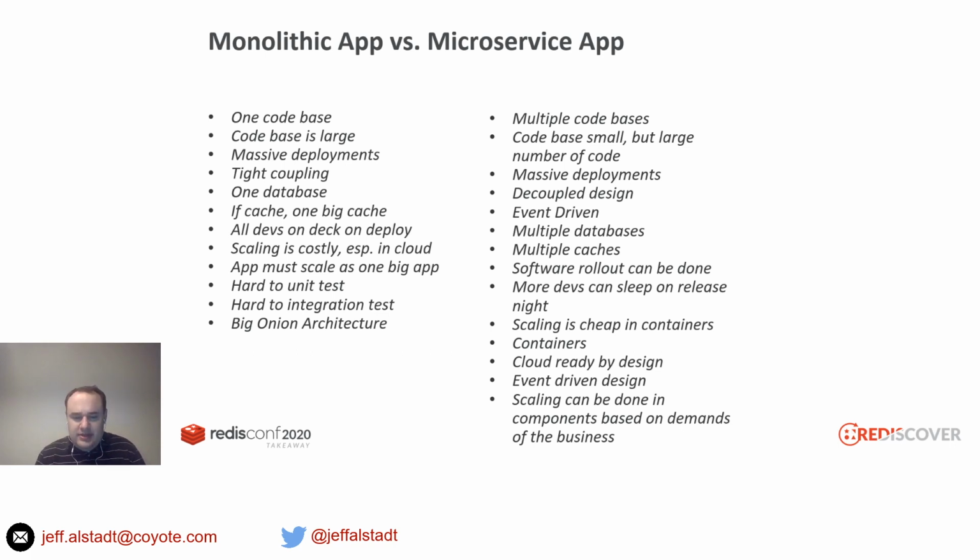Usually there's multiple databases because each microservice has its own database. Usually multiple caches for the same reason, each has its own caches. Software rollout can be done more easily, and more devs can sleep at night on release night. Scaling is cheaper because it's in containers, and microservices live really well in containers. They're actually designed for containers. They're also designed for the cloud. They're cloud ready by design.